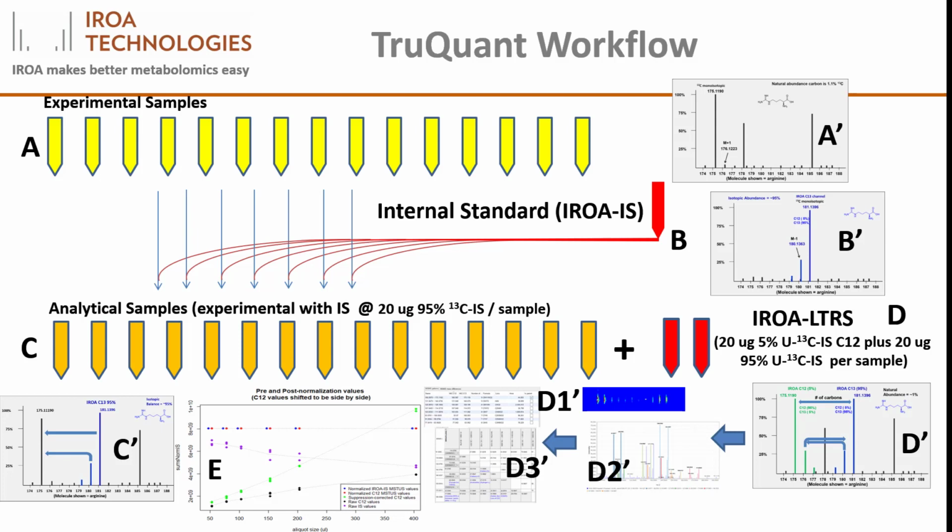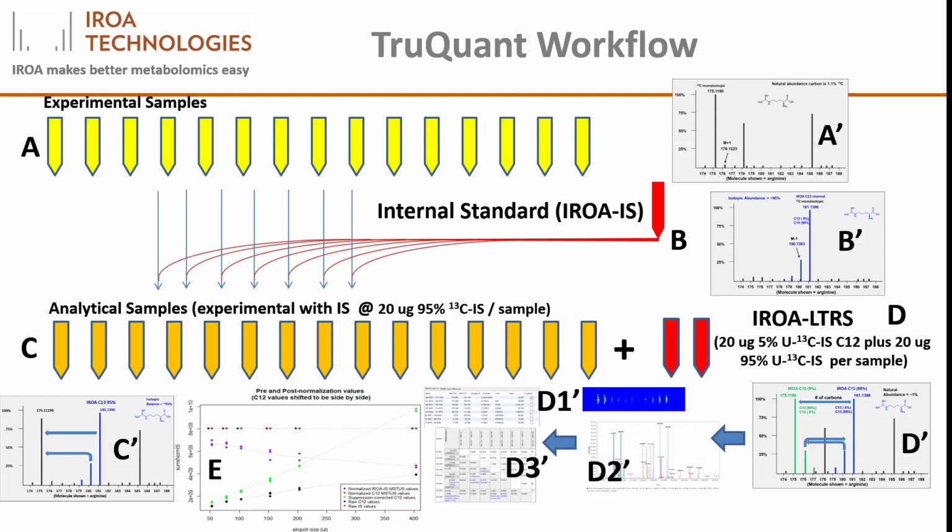At the start of the experiment, they should be extracted and dried under nitrogen so that they have all of their chemical concentration present at 0 volume. They will have an isotopic signature as shown in image A'.